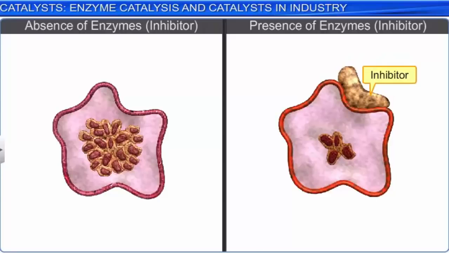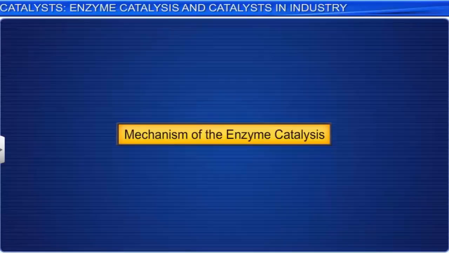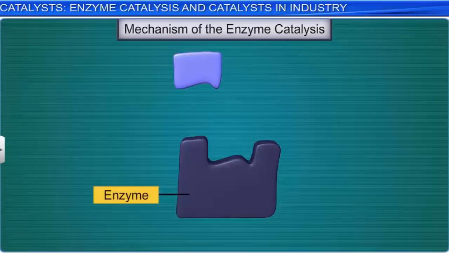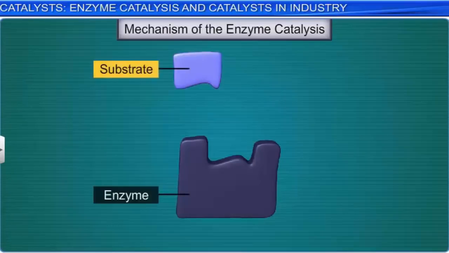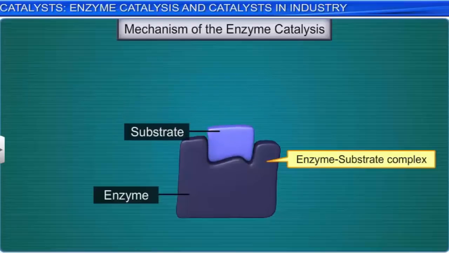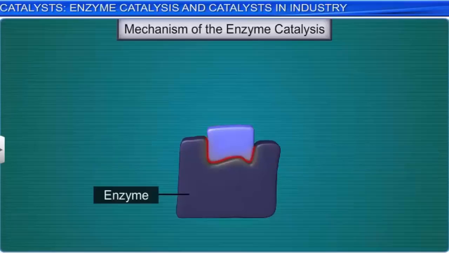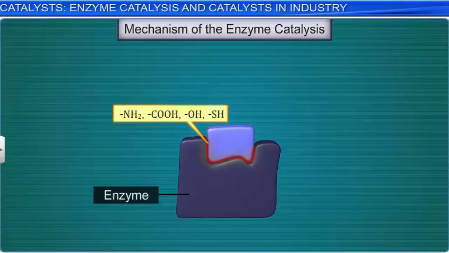Let us now understand the mechanism of enzyme catalysis. The catalytic activity of enzymes involves the binding of their substrates to form an enzyme-substrate complex. The substrate binds to a specific region of the enzyme called the active site. These active sites are associated with functional groups such as amines, carboxylic acid, hydroxide, and thiol. The binding of the substrate to the active site of an enzyme is a very specific interaction.